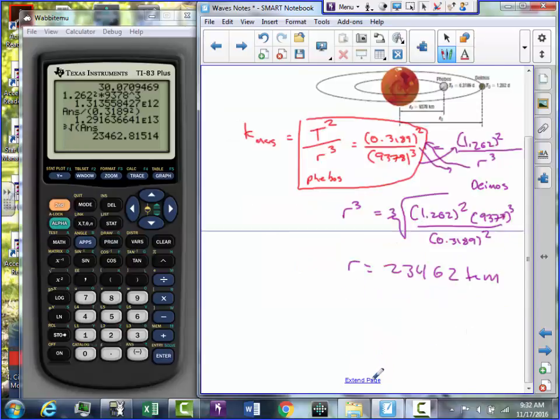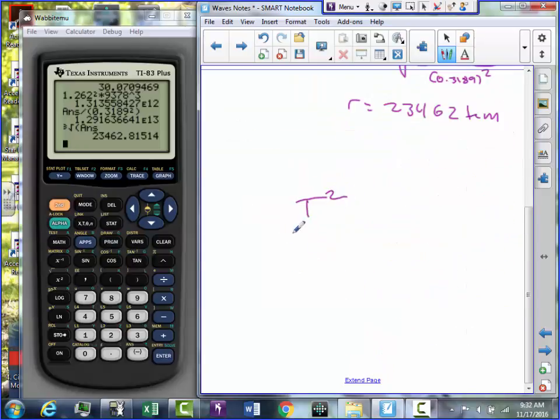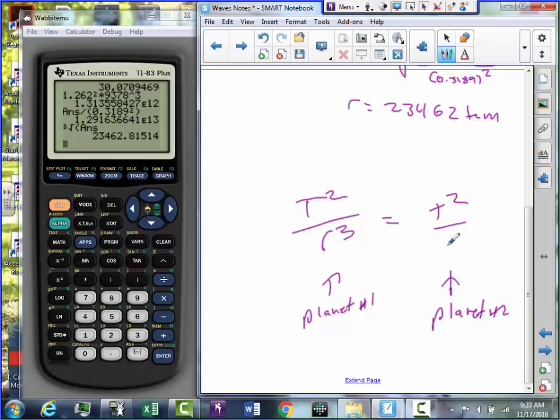Basically, here's the idea. If you know the data for one planet, this is like planet 1, then you should be able to find the data for planet number 2 using this kind of formula here. You just need to know 3 out of the 4 pieces. If I tell you how long it takes planet 1 to go around and how far it is, then if you know how long it takes planet 2 to go around, you should be able to find how far it is. Right? So it's honestly not that challenging.